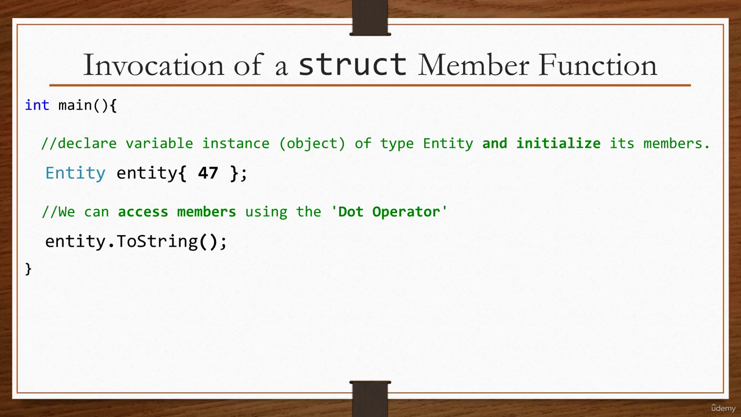Now we can access the members again using the dot operator. Just like how we could access the member variable using the dot operator, we also access the member functions using the dot operator. So I do entity dot toString parentheses. Again, this is a function, so we provide parentheses. Of course, the parentheses is where you would specify arguments if you had arguments to provide for the function, and you end the statement off again with the semicolon.